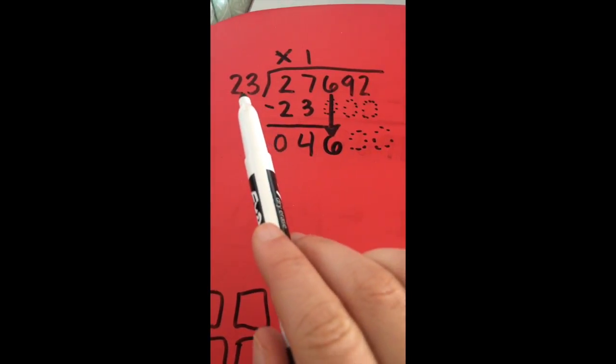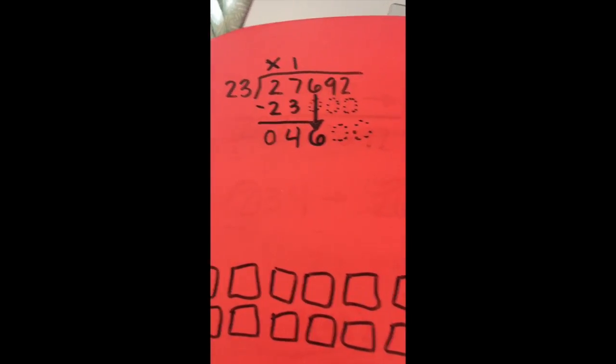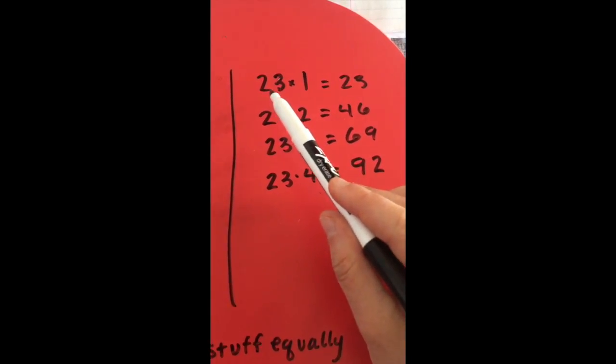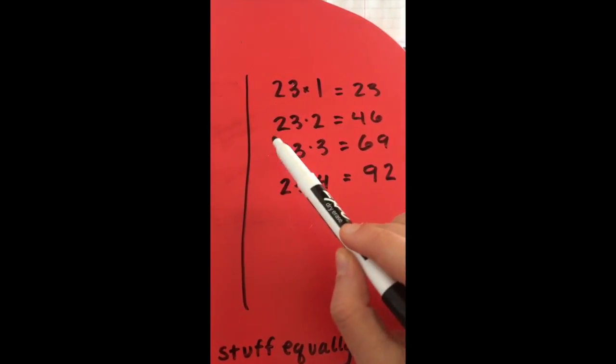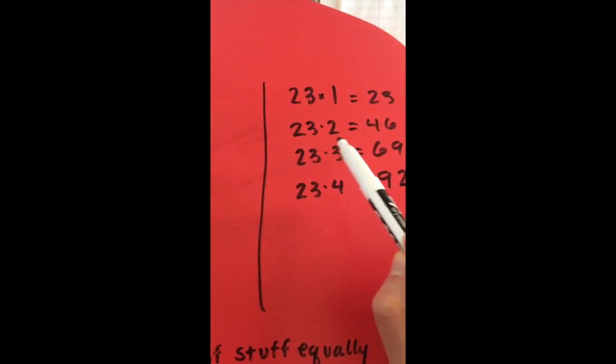We'll put those invisible zeros. So how many times does 23 go into 46? Well, 23 goes into 46. It goes in once for sure because 23 times 1 is 23. 23 times 2 is 46. So we know that it goes into it 2 times.